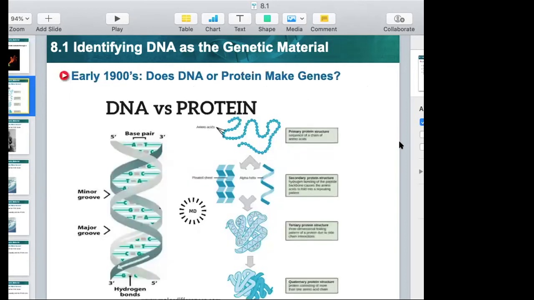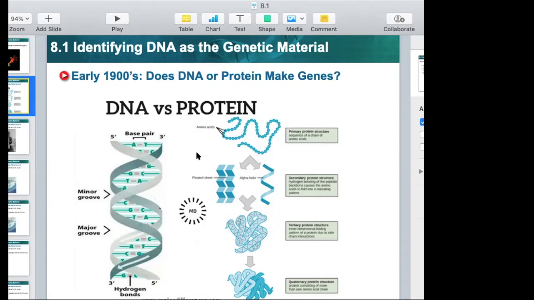Okay, so in the early 1900s, they knew there was a substance that was passed on, but they weren't sure what that substance was. They narrowed it down to two choices, though. It is either DNA or protein. You don't need to write these down, they're too small for you to see anyway. Don't worry about those boxes right there. I just want you to get the main idea on here. You can draw it if you want to, but you don't need to.